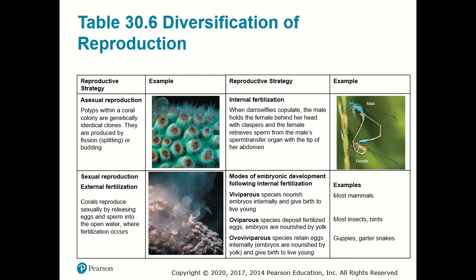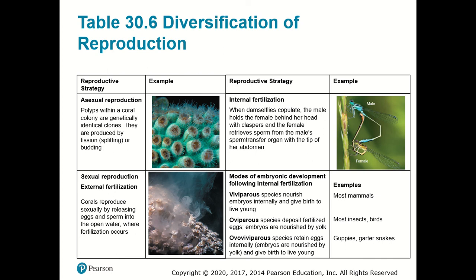So the parent cell will either divide by binary fission, by splitting, or by budding. But the thing is that the daughter cells are going to be exactly the same as the parents, genetically the same. So they're going to have to rely on other means and other modes to be able to achieve genetic variation, if they do achieve genetic variation.